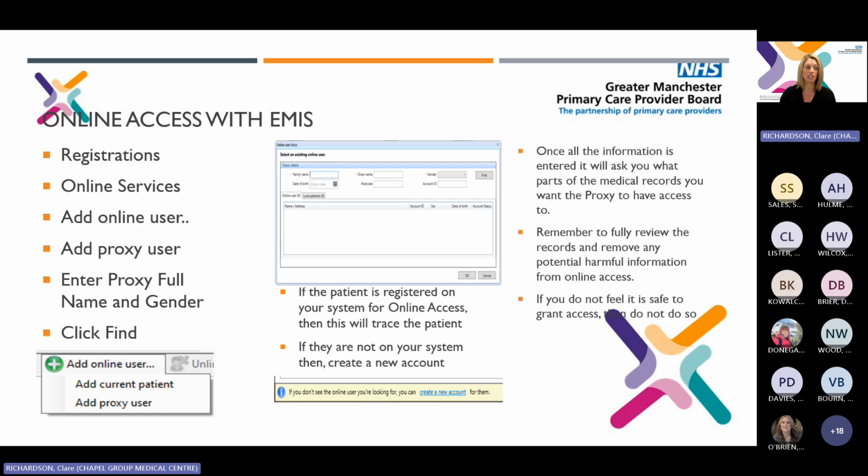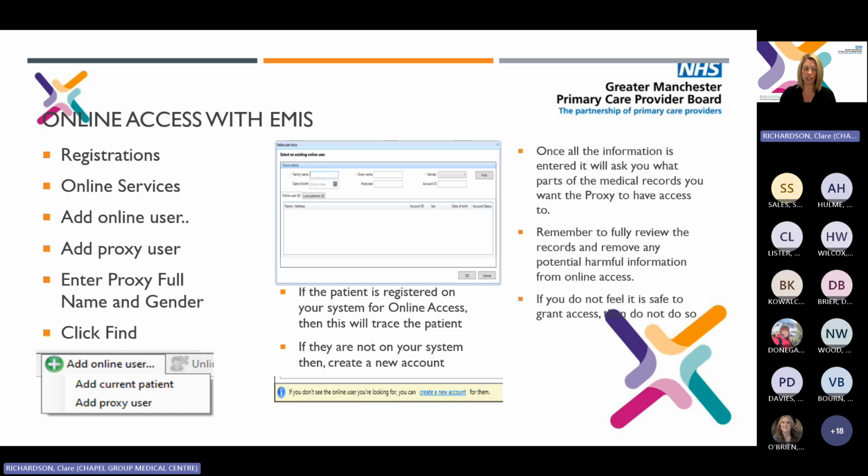So within your EMIS system, you go into your registrations. You then click on your online services. You would add a user. And then here you've got add proxy user. So once you've seen that, you then enter the full name and the gender of the person that you're trying to find on the system. This box will appear, and then you click on find. If they're registered at your practice and already have online access, then that will appear.